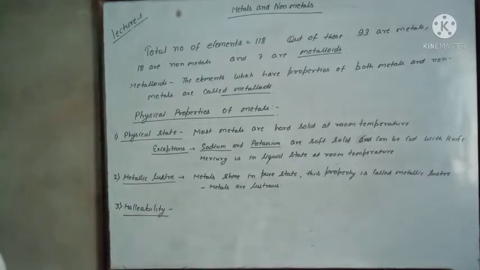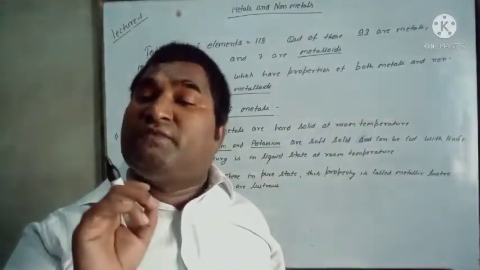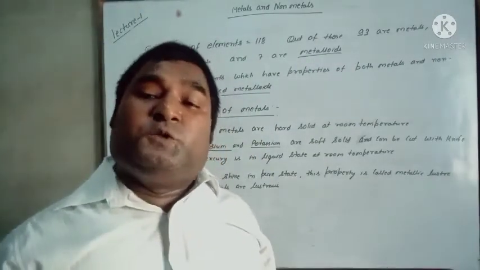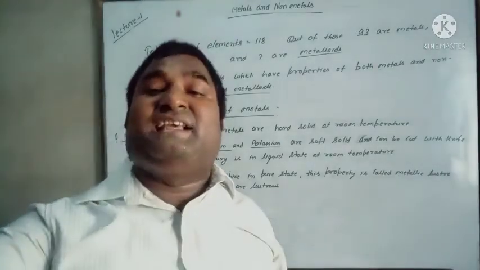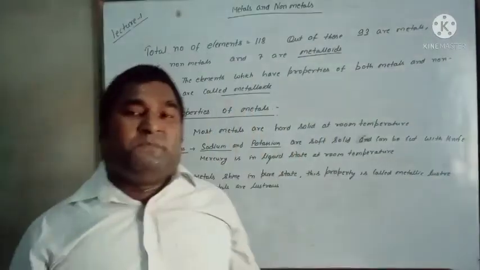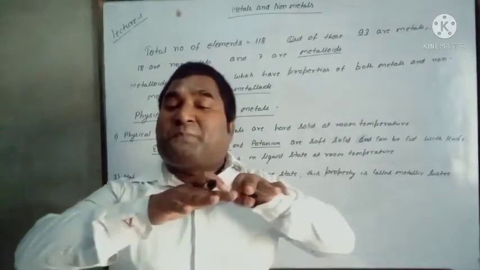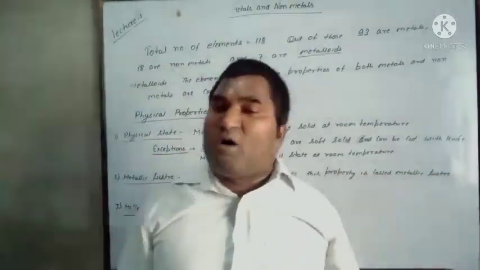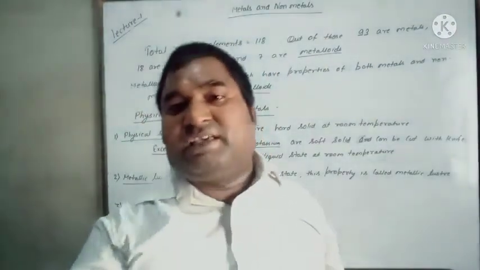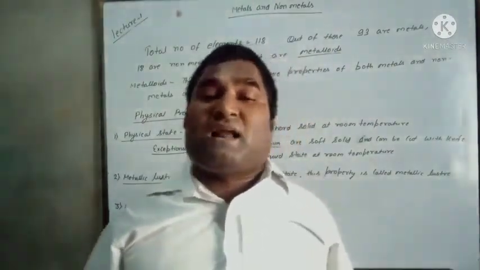What do you mean by malleability? The property of the metal to be hammered, मतलब हथौड़ी मारना, to be hammered into thin sheet or foil is called malleability. Means you can hammer a metal to spread it into thin sheet or foil. This property is called malleability. So we can say metals are malleable.